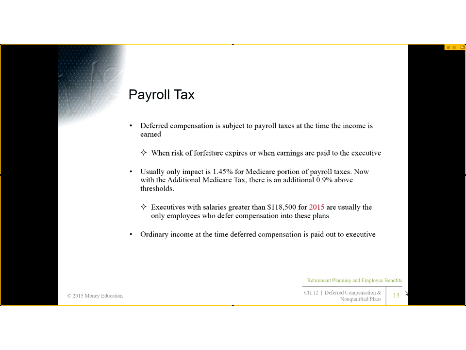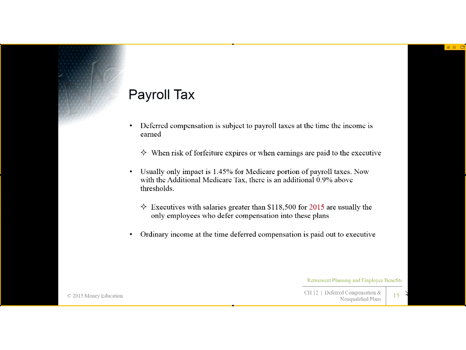So, when is payroll tax due? Deferred compensation is subject to payroll taxes at the time the money is earned, at the time the services are rendered, except when there is risk of forfeiture. When there's risk of forfeiture, then the payroll taxes are not due until the risk of forfeiture expires. So typically, this will not affect the 6.2% OASDI tax. This will only affect the Medicare tax, which is 1.45%, and the additional Medicare tax above the $200,000 or $250,000 threshold, which we saw at the beginning of Chapter 11.